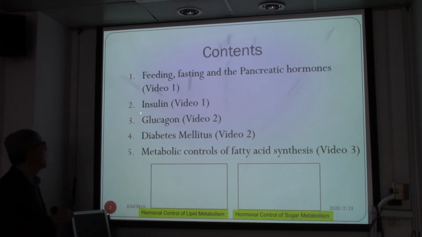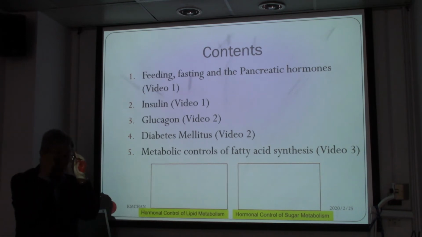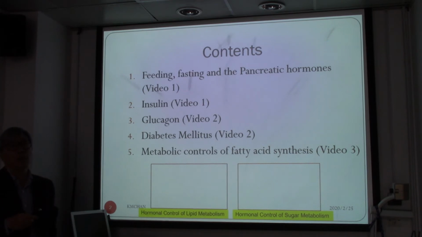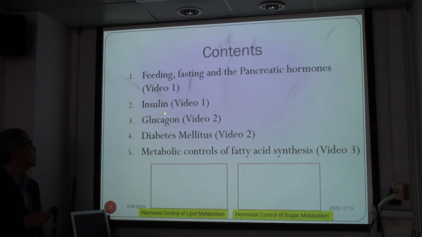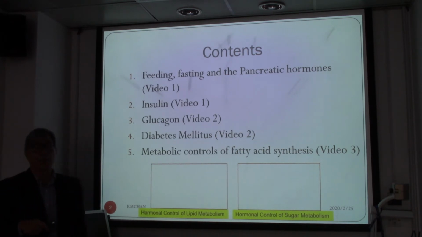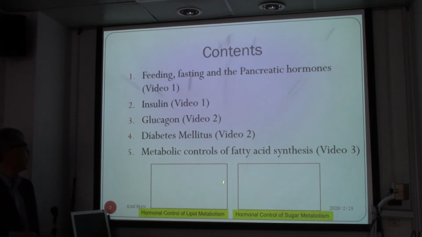Insulin is from its name the factors from the islet gland, or from the islet. So it's called insulin, that is to promote sugar uptake, or in other words, would reduce blood sugar level. And this one is to promote blood sugar level. So we'll talk about that, together with diabetes mellitus, in video 2. And then video 3, we're focusing on fatty acid synthesis, and there are also several different hormones that are regulating fatty acid synthesis.